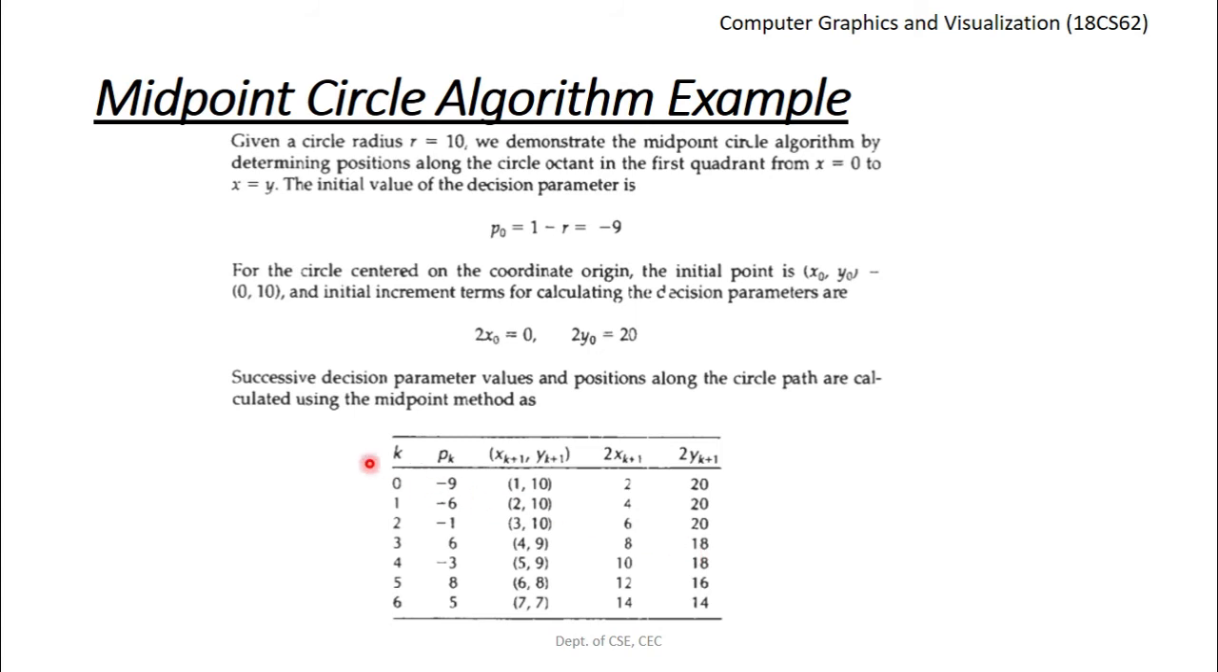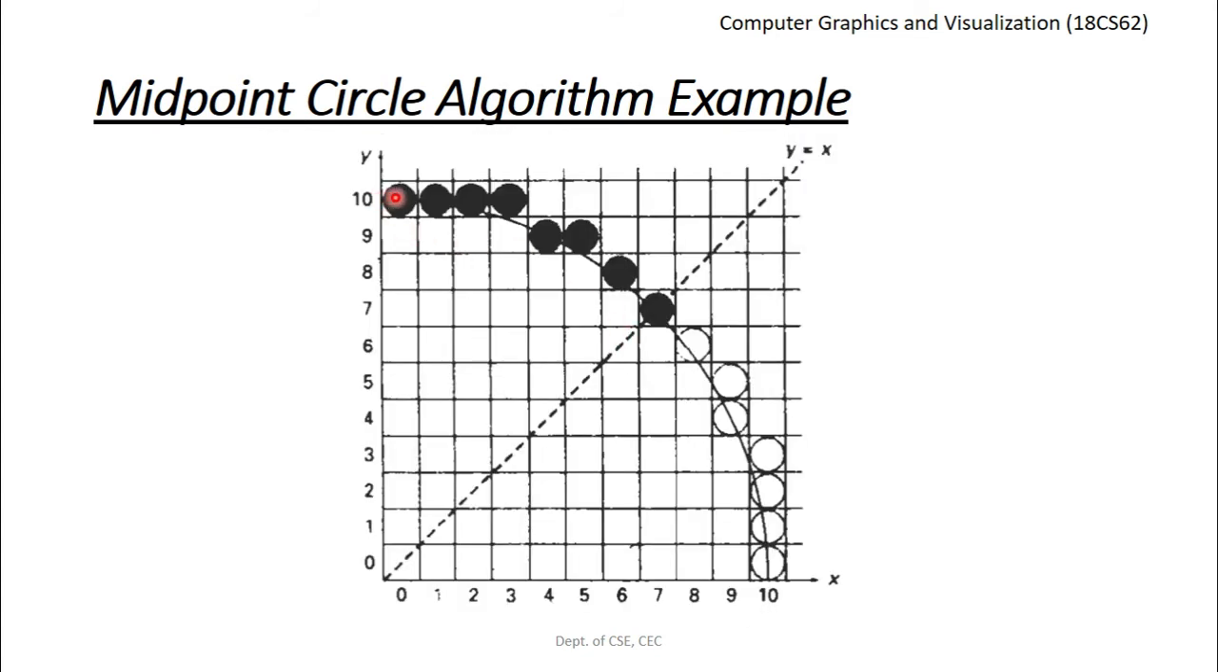So how many points have we found, from 0 to 6? We have found 7 points plus the initial point. We have found the values for 8 points in one octant. So these are the 8 points that we have computed. Initially x is 0, 10, the next point is 1, 10, the next point is 2, 10, the next point 3, 10, followed by 4, 9, 5, 9, 6, 8 and 7, 7. This is along the line y equals x.